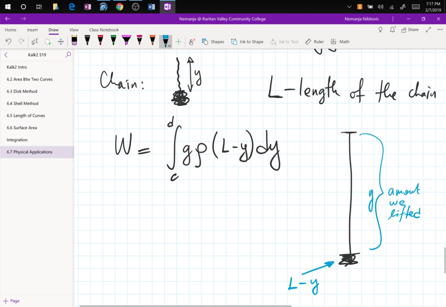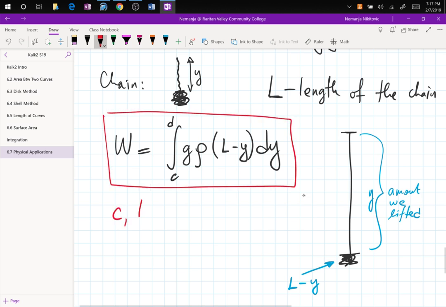So this is your equation. And c and d is the amount we lift. So that's our formula to lift rope, chain, whatever you are lifting partially, and then eventually you lift everything.